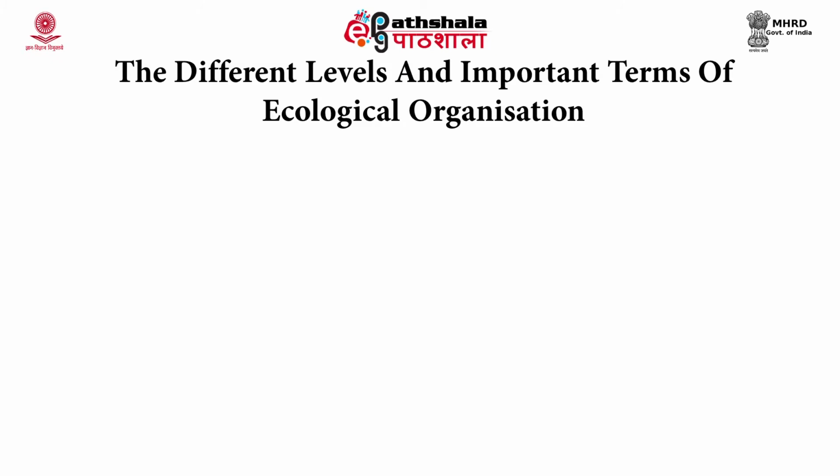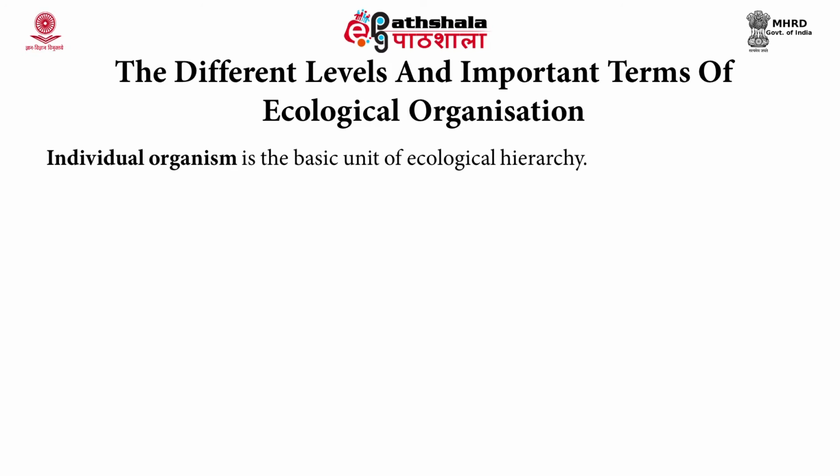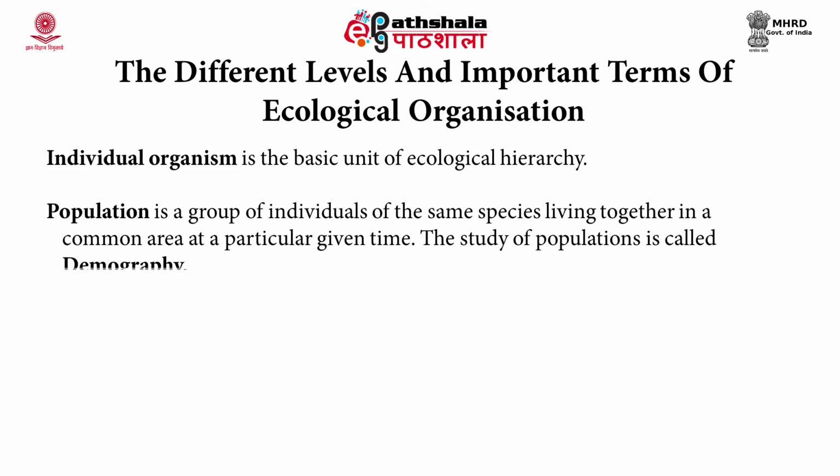The different levels and the important terms of the ecological organization are given as follows. Individual organism. Individual organism is the basic unit of the ecological hierarchy, being a distinct living entity continuously exchanging materials and information with its immediate environment and carrying out all the processes in its body completely separated from the other individuals.